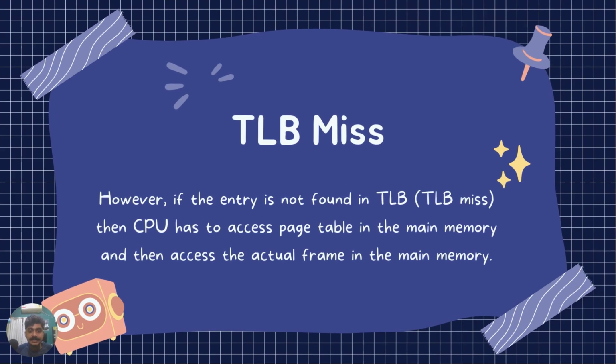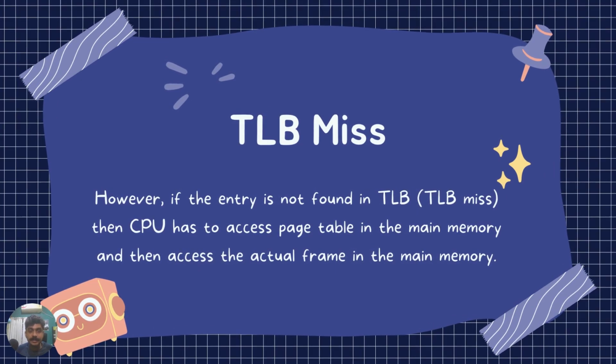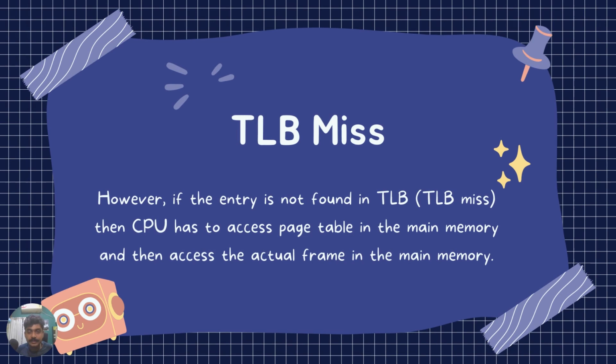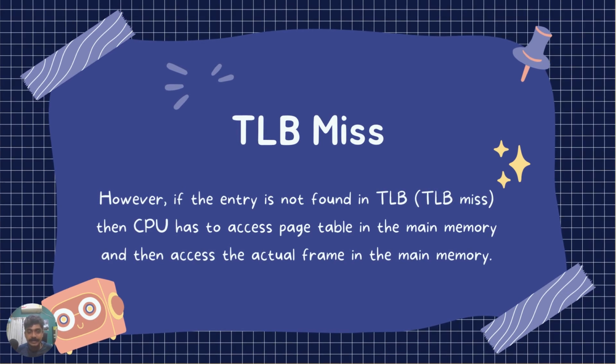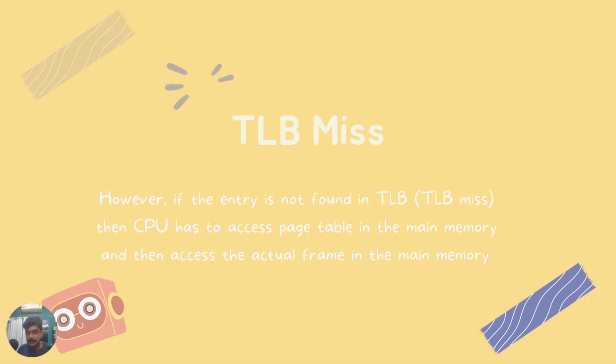But in case of a TLB miss, how do we define that? If the entry is not found in the TLB, it is a TLB miss. Then the CPU has to access the page table in the main memory, and then access the actual frame in the main memory. So without having the mapped data, it has to actually go and search for the data in the actual frame in the main memory, because we do not have the entry in the page table. That is how we define a TLB miss.